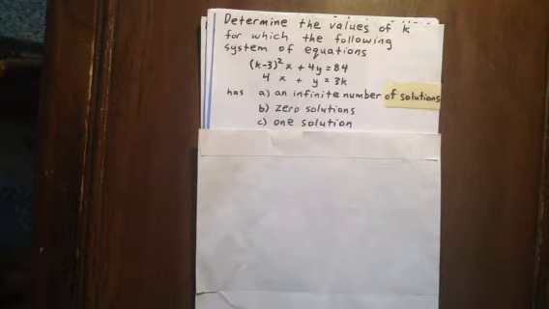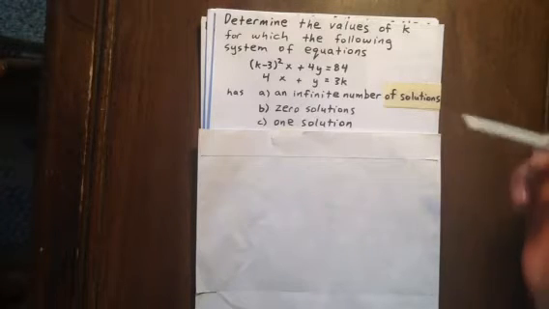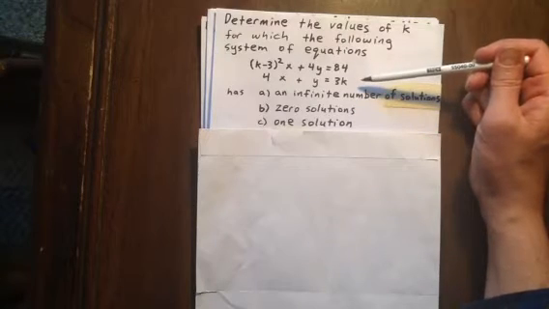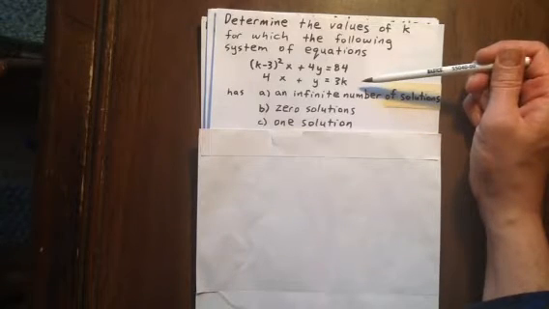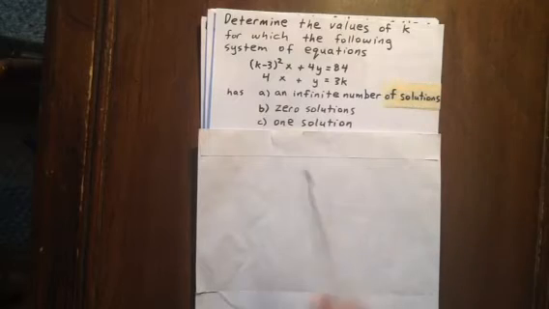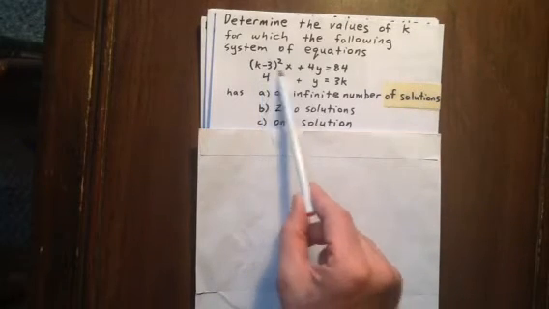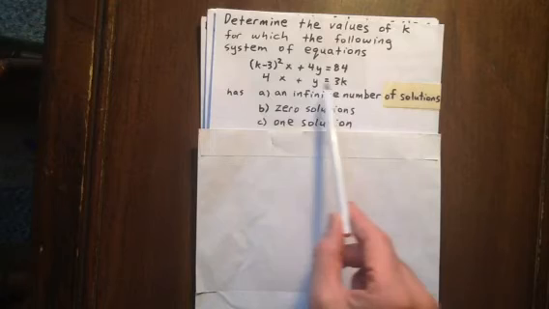In this question, we want to determine the values of k for which a given system of equations has either an infinite number of solutions, 0 solutions, or 1 solution. And before looking at the answer, let's think about what it would look like to have an infinite number of solutions.